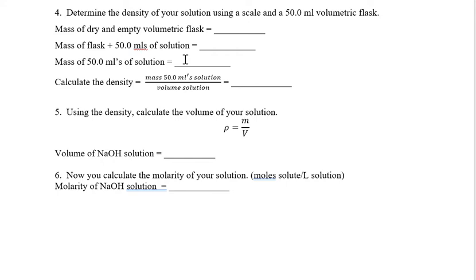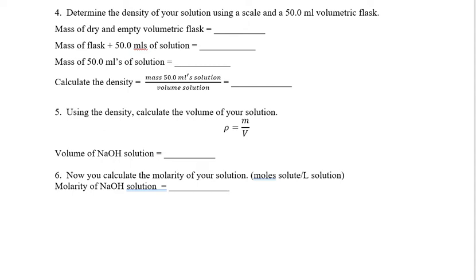And the way I calculate the density is I put that in grams per mil. So I put 53.83 on top and then 50.00 milliliters on the bottom, and that's going to give me the density of my solution. When I calculate that out, let me see what I come up with here. Okay, what I come up with is a density of 1.08 grams per mil.